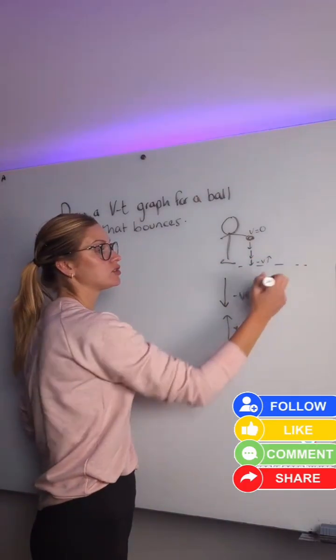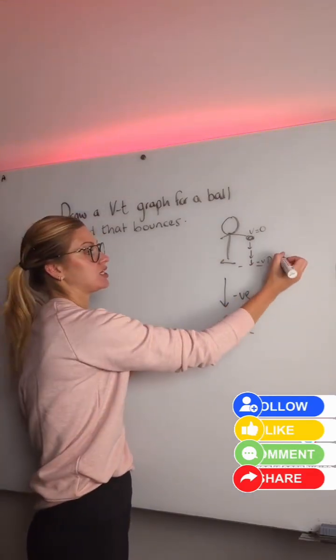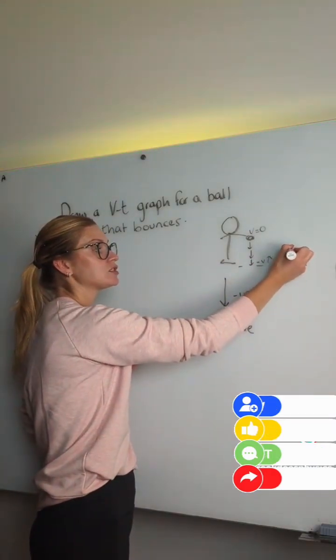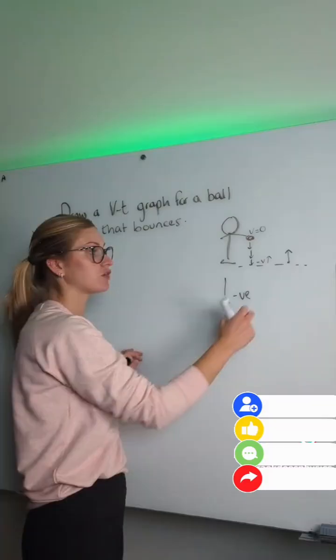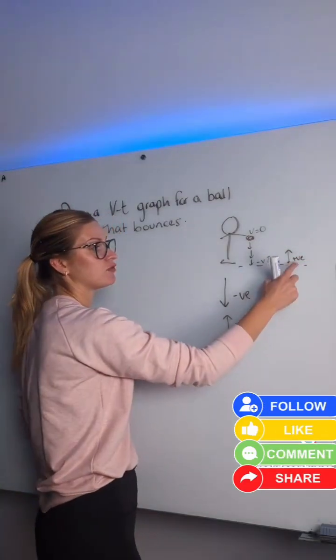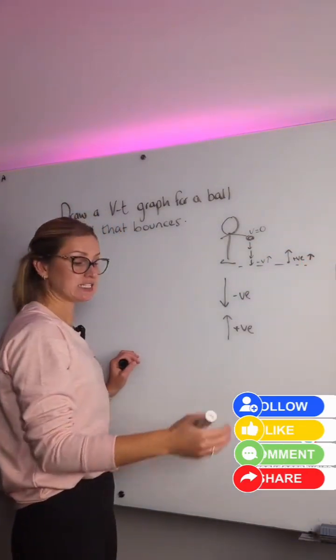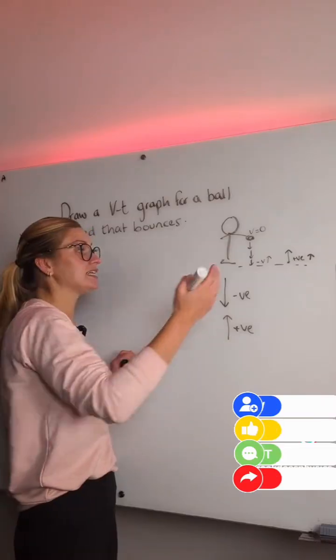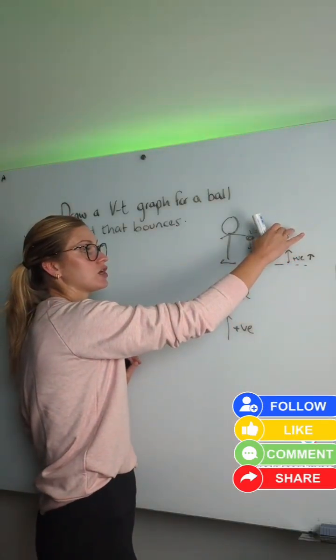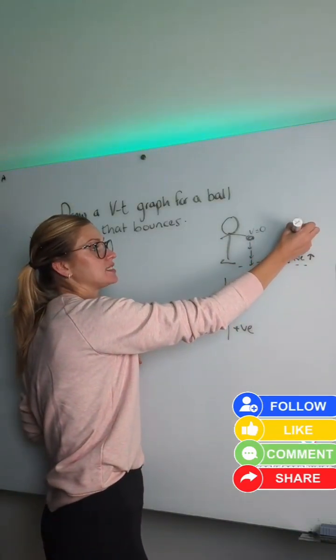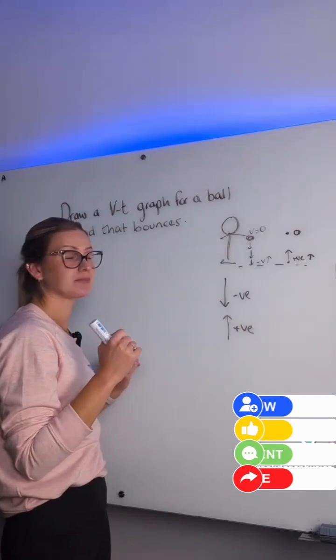When it hits the ground, we know it's instantly going to change direction. It's now going to be moving upwards, so we know it's going to be a positive number for velocity. And that positive number for velocity is going to be really high. And as the ball starts to come back up towards my hand, it's going to slow down, slow down, slow down, slow down, to eventually come back towards 0 speed as it hits my hand.